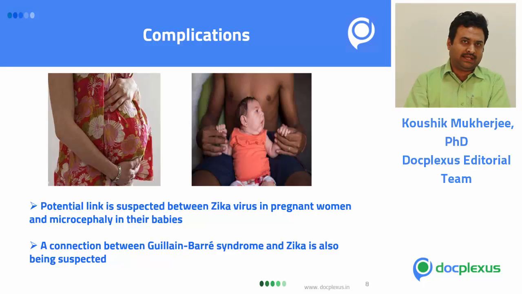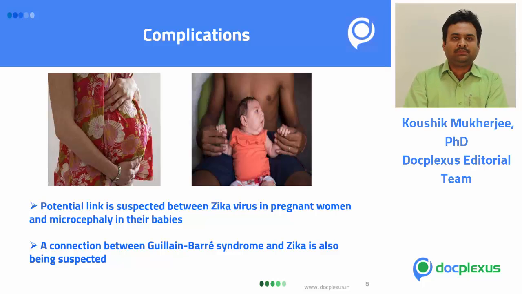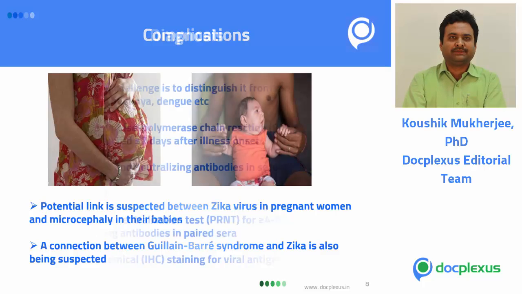What are the complications associated with Zika virus fever? As we have all seen in the news and media, a potential link between a particular birth defect and this fever is being suspected. The birth defect is called microcephaly, where newborns are born with a very small skull size as well as a very small brain that can cause a neurodevelopmental disorder later in life. Another neurological disorder, Guillain-Barré syndrome, is also suspected to be associated with this disease.